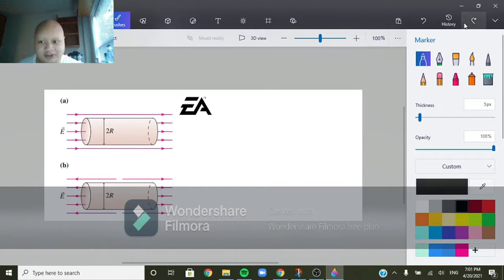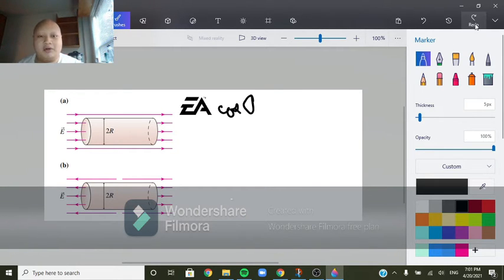So as you can see, this is the general equation for electric flux: electric field times area times cosine of theta. In this case, theta is going to be 180 degrees. Your calculator better be in degrees, or your knees go bye bye.